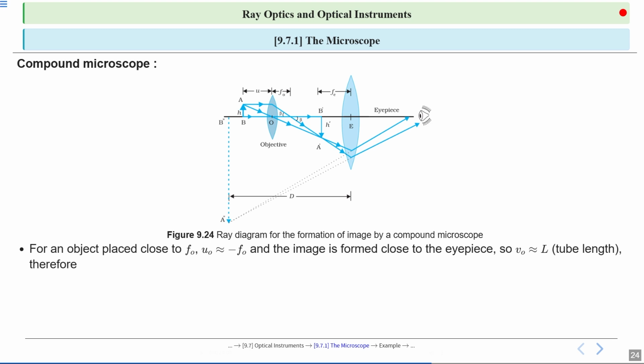Okay, so using these approximations, we derive the formula M naught equals L upon f naught. This equation shows the magnification is directly proportional to the tube length and inversely proportional to the focal length of the objective lens. This relationship is crucial for designing microscopes with the desired magnification capabilities.